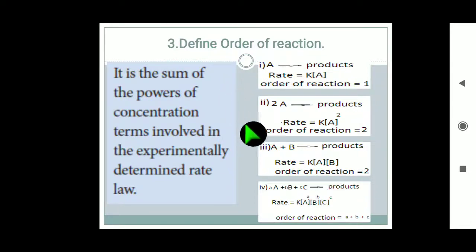So now we can write the definition. How to write? It is the sum of the powers of the concentration terms involved in the experimentally determined rate law. Right? Okay. It is very, very important. 3 more question. Define order of reaction.